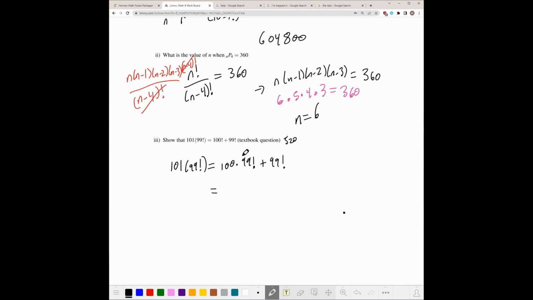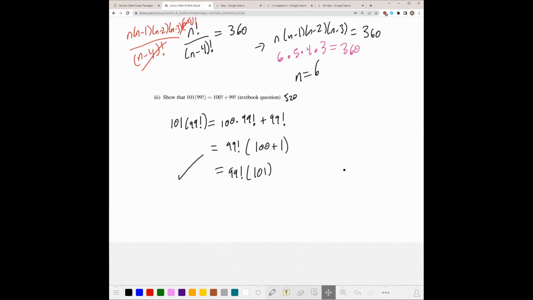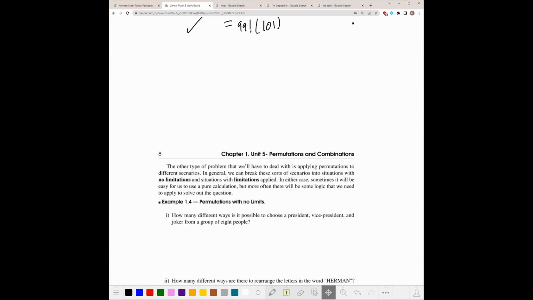Okay, well, now I can factor that 99 factorial out, and I'm left with 100 because that's factored out plus 1. Oh, hey, look, 99 factorial times 101. And so, cha-ching, they are the same. Left-hand side does equal right-hand side. Very magnificent. Sorry, again, to the French people.